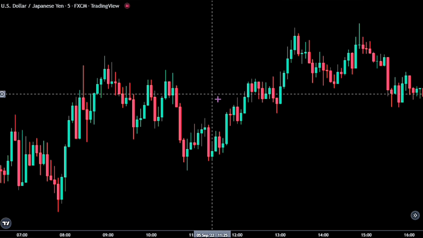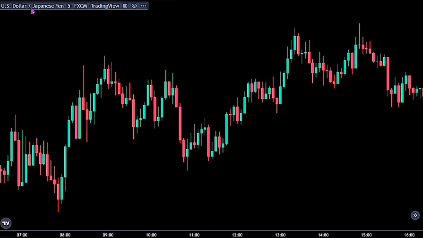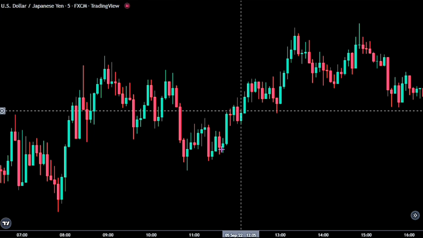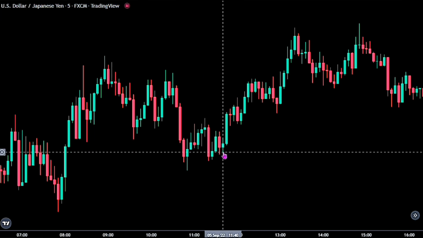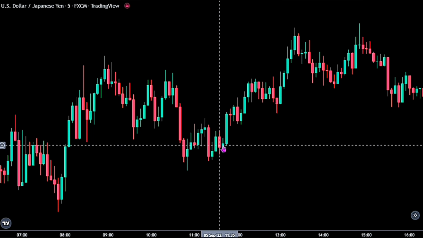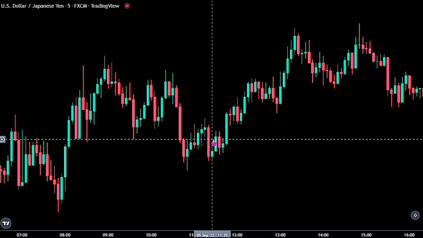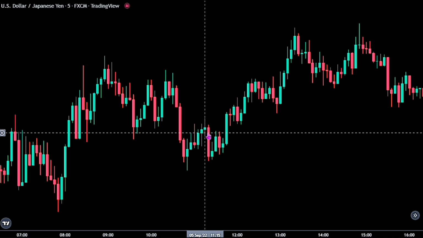Okay guys, so for today's strategy, we will be looking at the United States dollar, Japanese yen, and we are on the 5 minutes time frame. So for today's strategy, we will be using 2 top indicators on TradingView for a very long time. Thanks to Lazy Bear and Chris Moody, I was thrilled at how both indicators did perform.